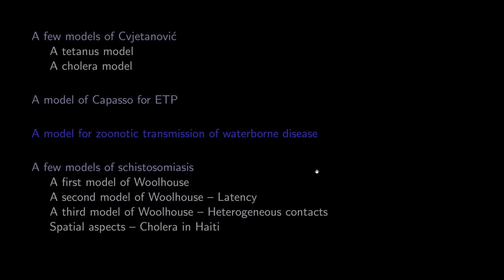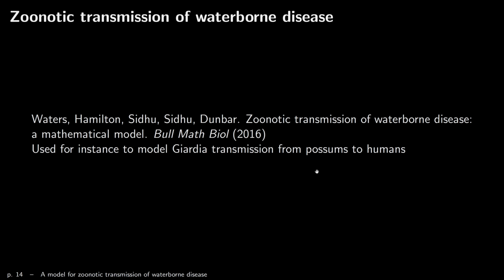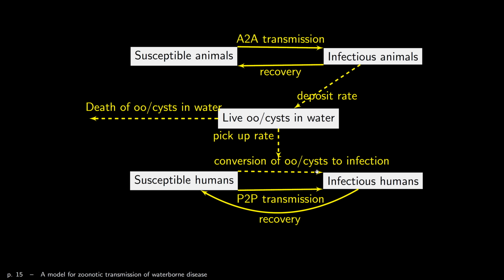Okay, so now I want to spend a little time talking about a more recent model by Walters, Hamilton, Sidhu, and Dunbar. So it is a model that has been used in their case to model Giardia transmission from possums to humans. So let me show you how this one works. And this one is much more classic. But again, you see a bit the same idea as we just saw in Capasso.